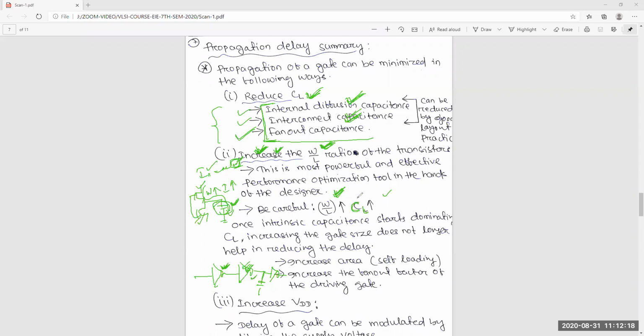So increase the W/L value if the intrinsic capacitance is less than the extrinsic capacitance. If the intrinsic capacitance value is more than the extrinsic capacitance value, then there is no meaning to increase it. You will get a degraded performance.